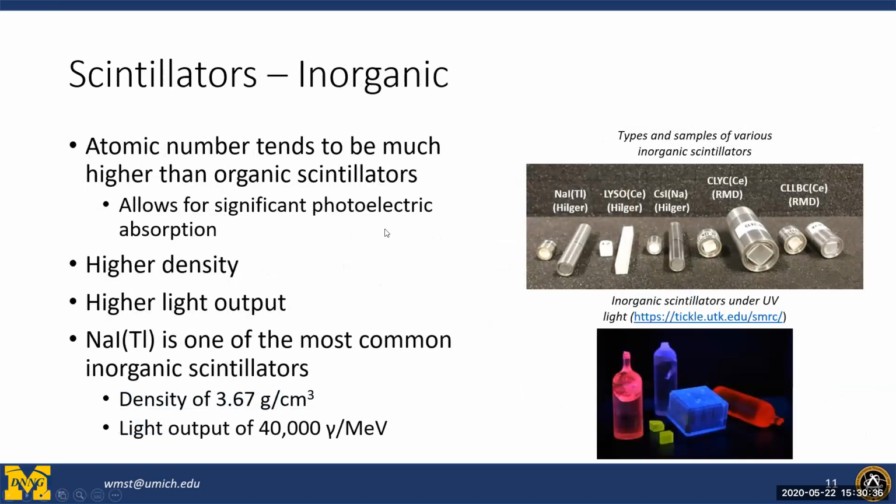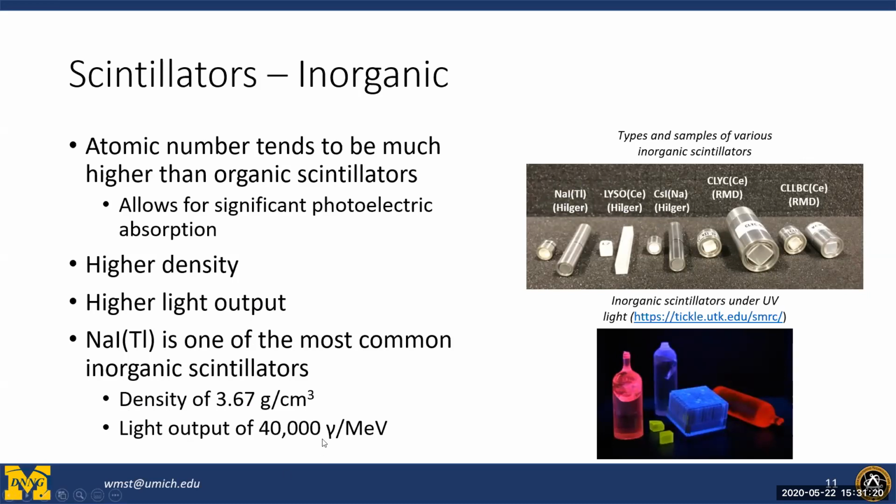Next, we'll talk about inorganic scintillators. So organic scintillators, carbon-based. Inorganic scintillators, not carbon-based. Some general properties of these scintillators: the atomic number tends to be much higher than organic scintillators. You can see here, for instance, sodium iodide thallium, and we'll talk about that, or cesium iodide. These tend to be much higher Z and also tend to have much higher density. So I actually have some of the properties of sodium iodide thallium here listed, where it has a density of 3.67 grams per centimeter cubed, so roughly 3.67 times more dense than water, and the light output tends to be much higher.